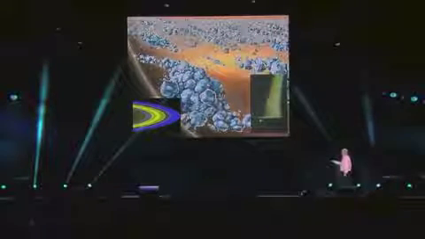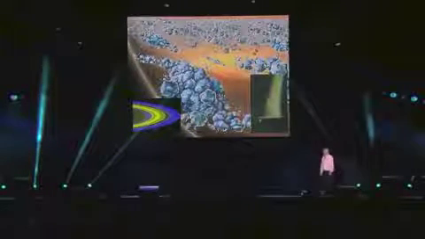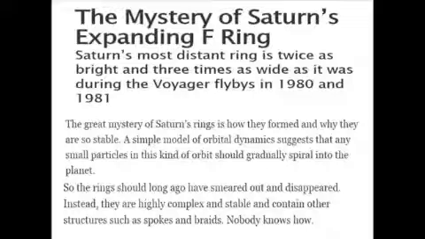They're not natural. They say the water ice and stuff is in the rings. I reckon you'll probably find that there's a certain crystal in the rings that is generating the frequency. And this is from just a couple of weeks ago. The mysteries of Saturn's expanding F-ring. Saturn's most distant ring is twice as bright and 3 times as wide as it was during the Voyager flybys in 1980 and 81. The great mystery of Saturn's rings, how they formed, why are they like that, we don't know. Well, maybe we do.